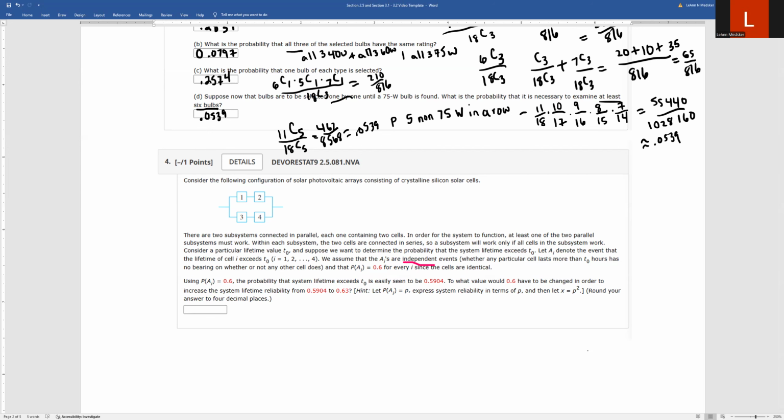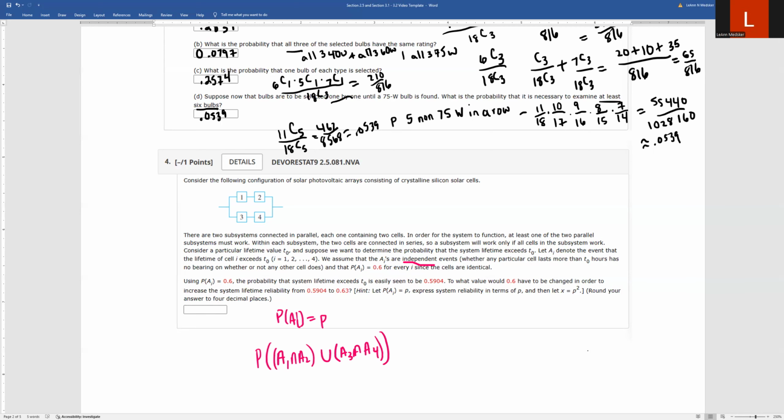So maybe that's easy to see or not, but let's write out what it means. The first thing I want to write out is the hint they gave us. For this system to work, our probability of the system living and working the way it's supposed to is that we either have to go path A1 intersect A2, those are those two cells, or our system could work if A3 intersect A4 is still effective.